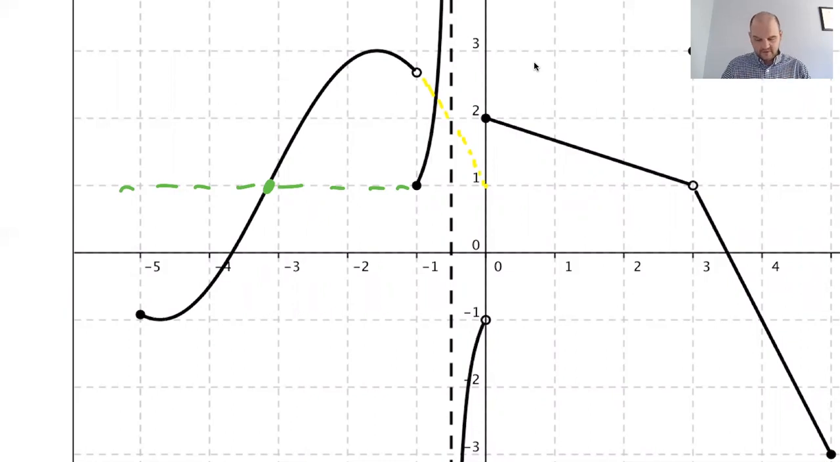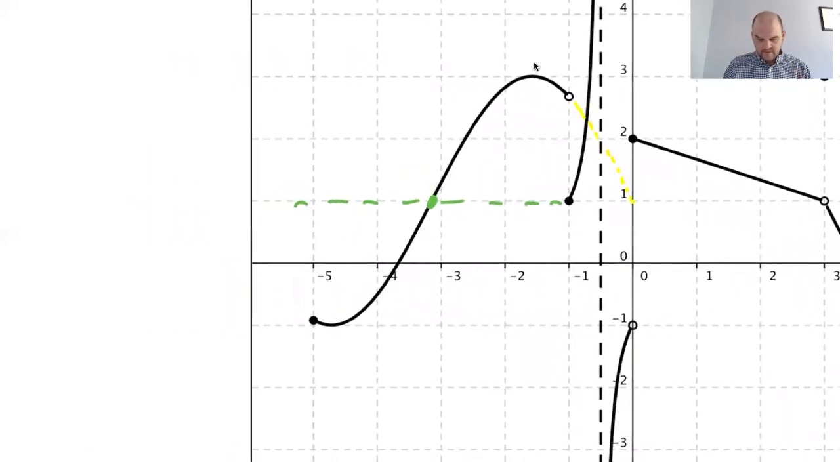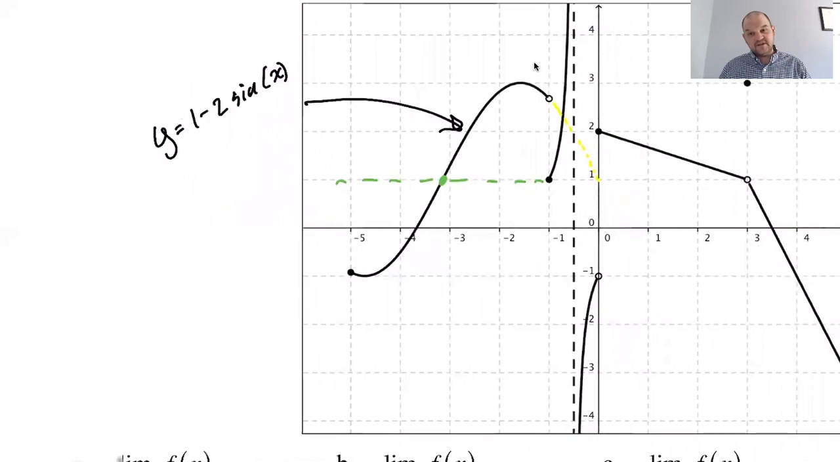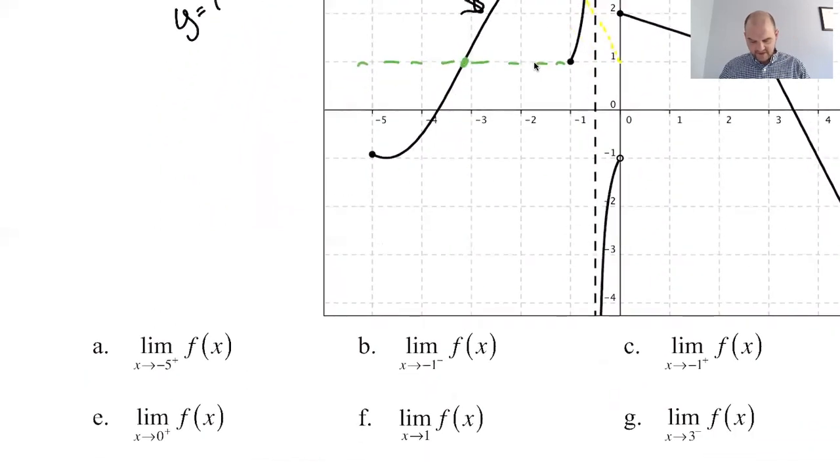There's more going on, right? We have an amplitude and we have a sinusoidal axis, right? So this is y equals, so it's negative 2. I'm gonna say it's 1 minus 2 sine of x. All right, so if it's 1 minus 2 sine of x, then I can find the limit as x approaches -5 from the right.